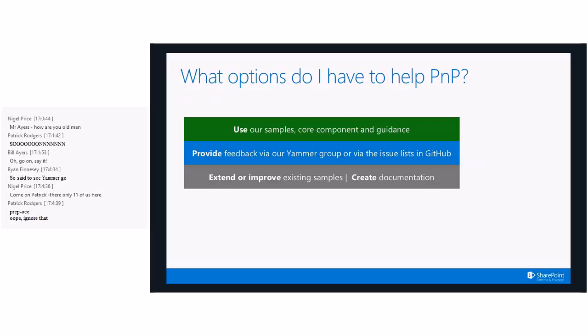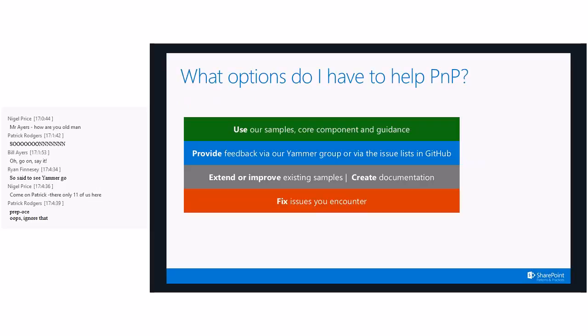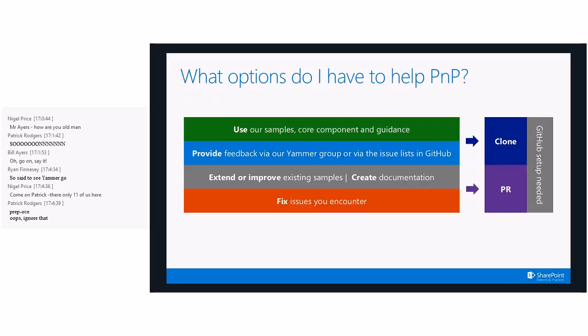You can absolutely extend or improve existing samples and fix issues which you encounter, or submit issue list items or pull requests to the GitHub repos. Now, there will be a lot of changes coming up quite soon related to the repo structure. We will keep the existing PnP repo, we will keep some of the existing PnP stuff, but there will be new repos in a SharePoint organization.